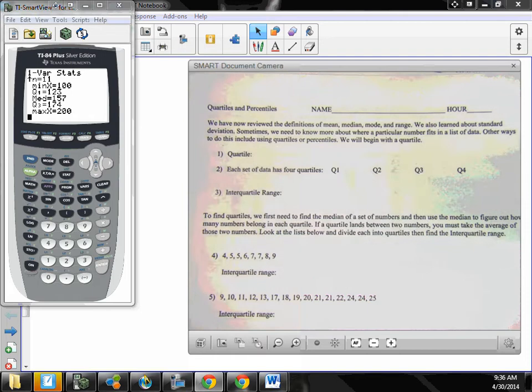We've now reviewed the definitions of mean, median, mode, and range. We've also learned about standard deviation. What is standard deviation? The average distance from the average.